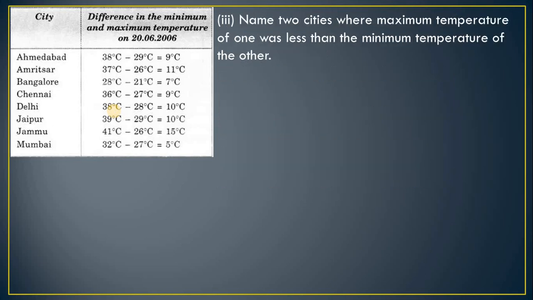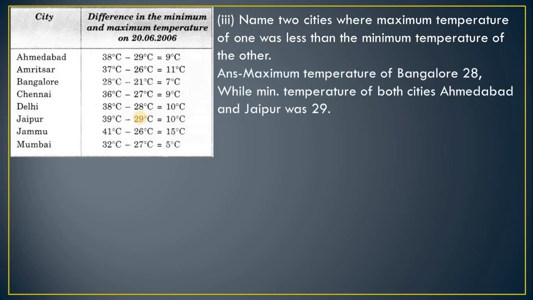Name 2 cities where the maximum temperature of one was less than the minimum temperature of the other. So if you consider Bangalore, here the maximum temperature is 28, but the minimum temperature of Ahmedabad is 29, and again Jaipur 29, so its maximum temperature is less than the minimum temperature of Ahmedabad and Jaipur. So the answer is, maximum temperature of Bangalore is 28, while minimum temperature of both cities, Ahmedabad and Jaipur, was 29. This is the answer of this question.